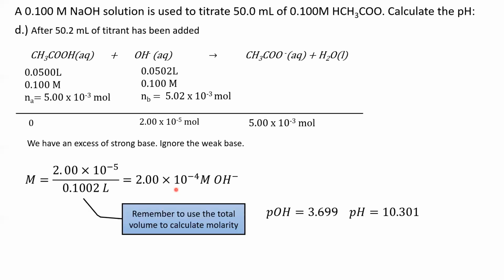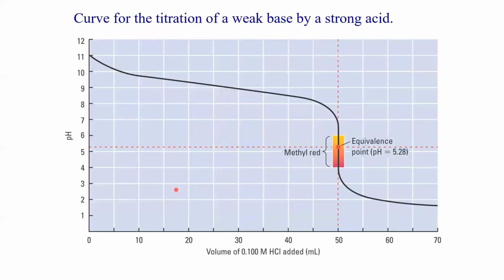All right, so pOH is 3.699. pH is 10.301. So let's look at kind of the opposite titration.